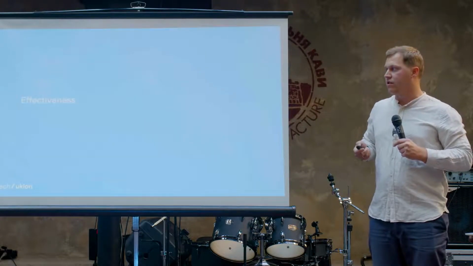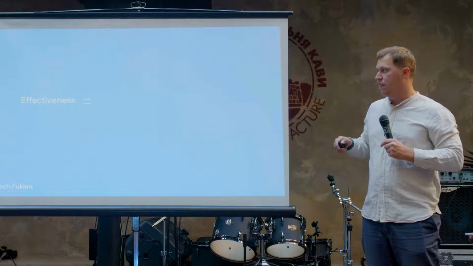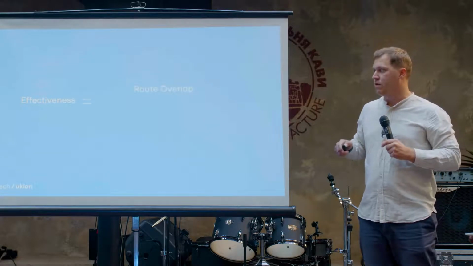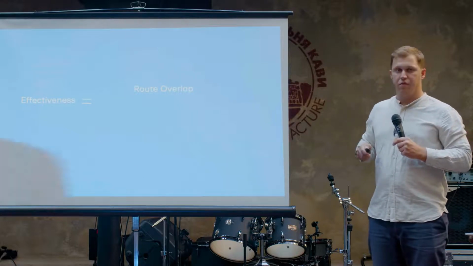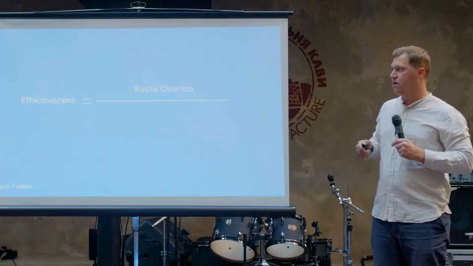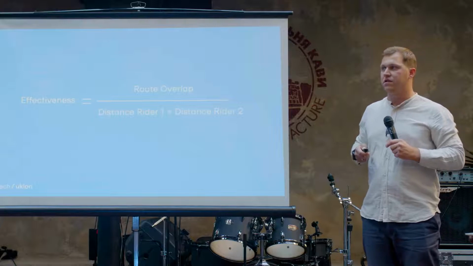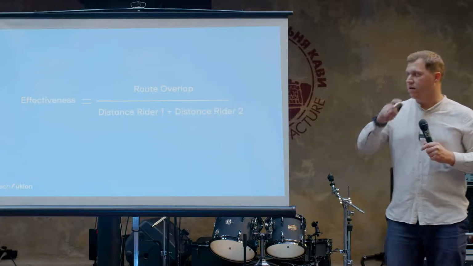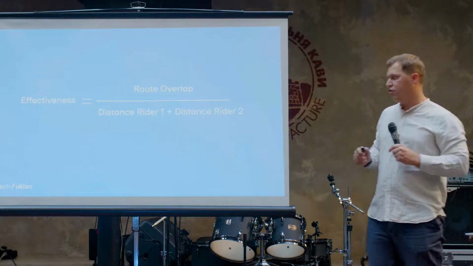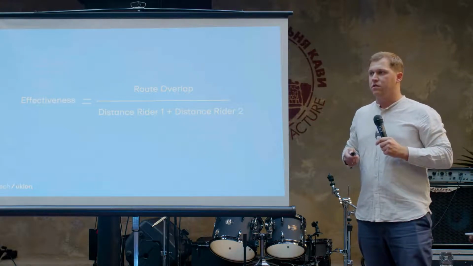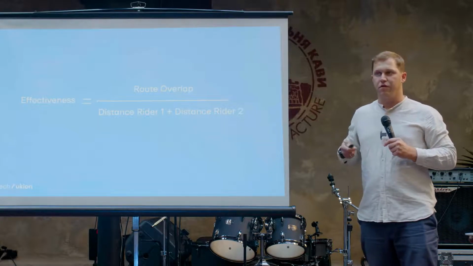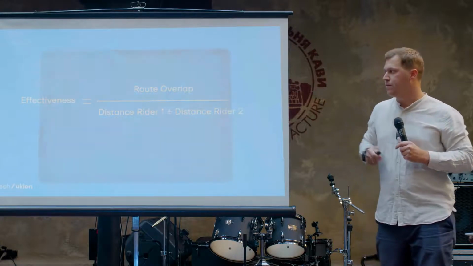As you can see in the illustration, the effectiveness indicator is used to see the difference between the road overlap of 2 users and the total sum of distances for these users. This effectiveness indicator showed us the best way to find the best match and the best way to have unit economy with a plus.